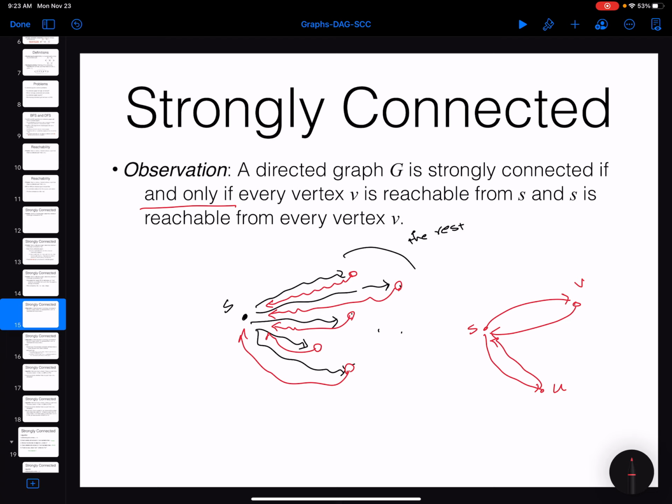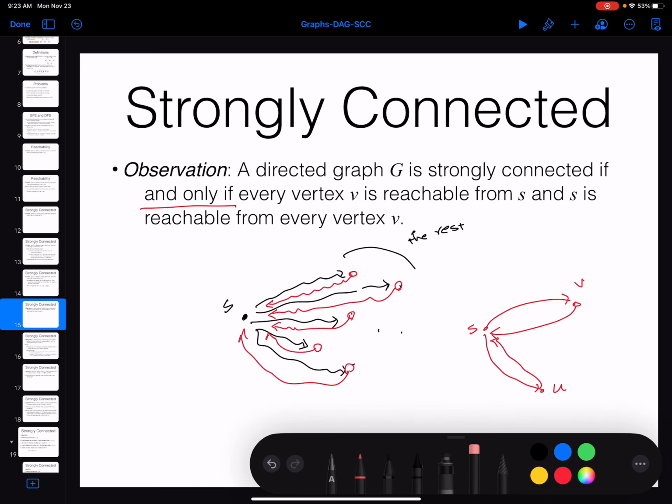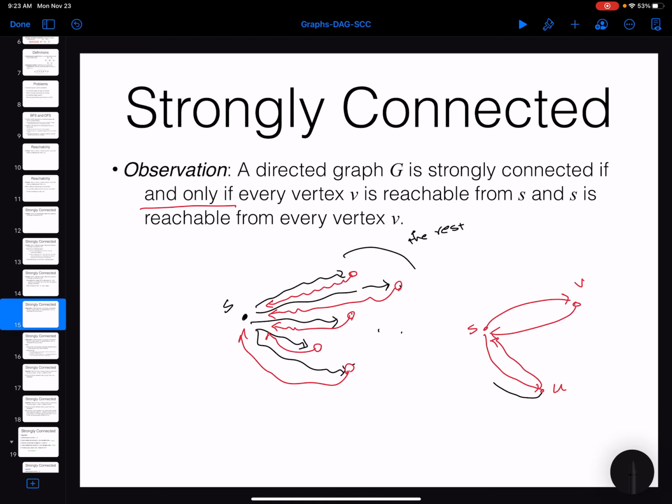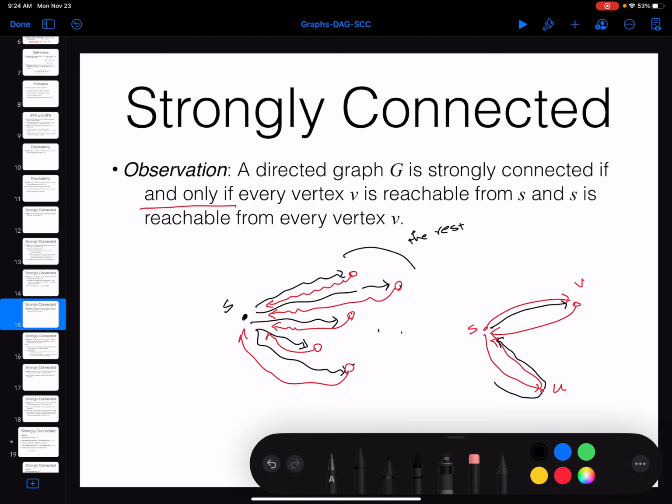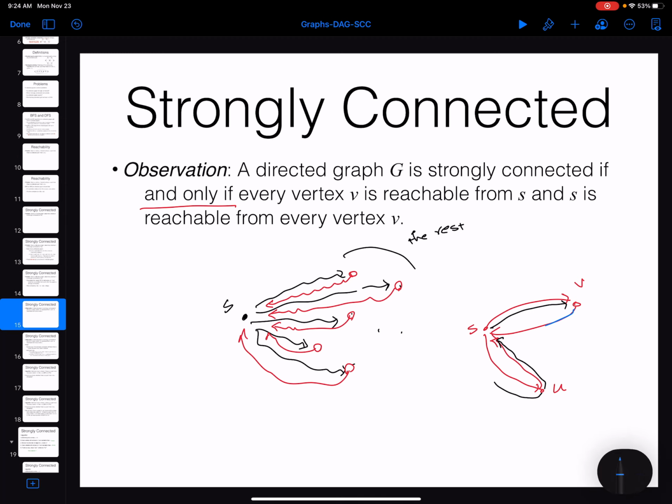For the two nodes U and V, you can definitely find a path from U to V and from V to U. How? You can go from U to S and from S to V, because we know that there are these two paths. And you can go from V to S and from S to U.